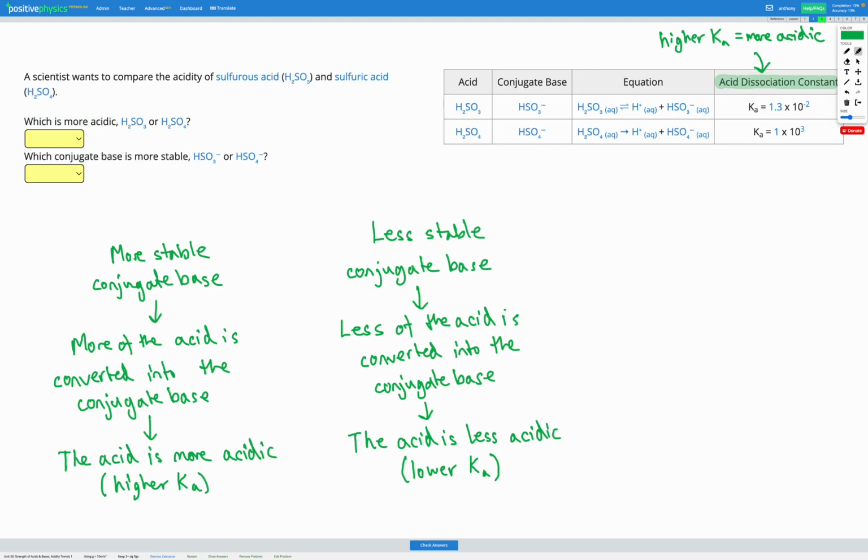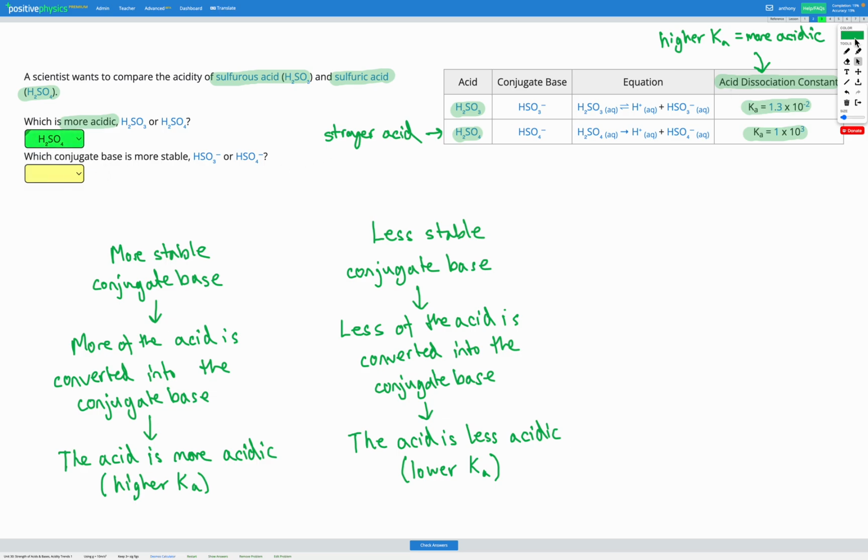In this question, a scientist is comparing sulfurous acid, H2SO3, and sulfuric acid, H2SO4. We're asked which is more acidic. So looking at our options here, we have H2SO3, which has a Ka of 1.3 times 10 to the negative 2, and we have H2SO4, which has a Ka of 1 times 10 to the power of 3. So H2SO4 has a much bigger Ka value than H2SO3. So this is going to be the stronger acid. In other words, it's more acidic.